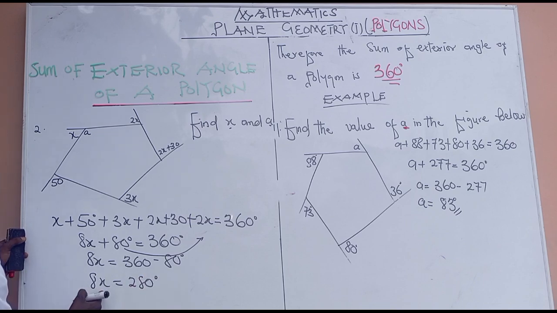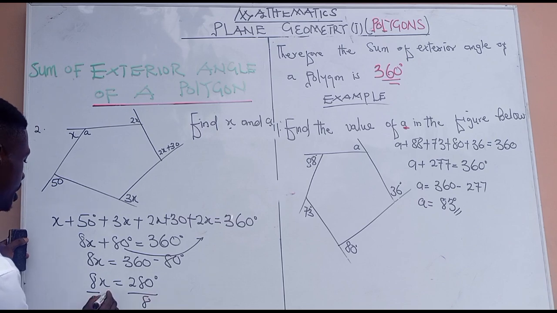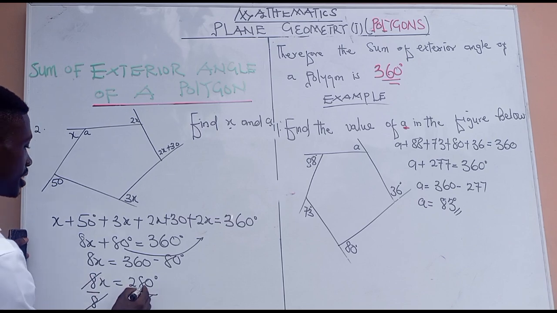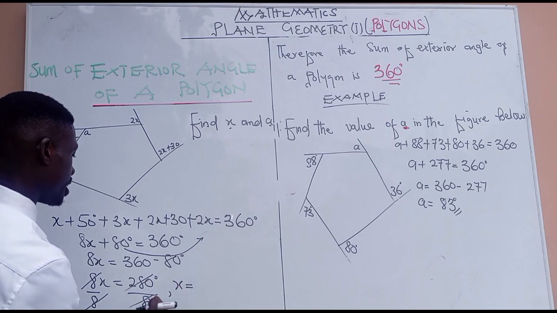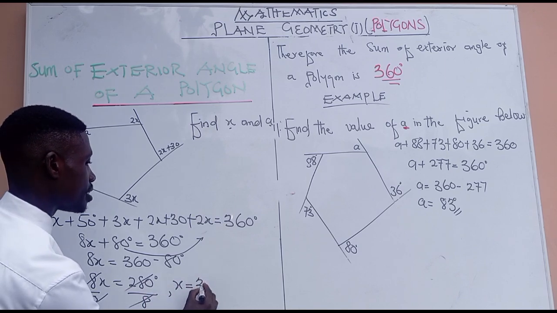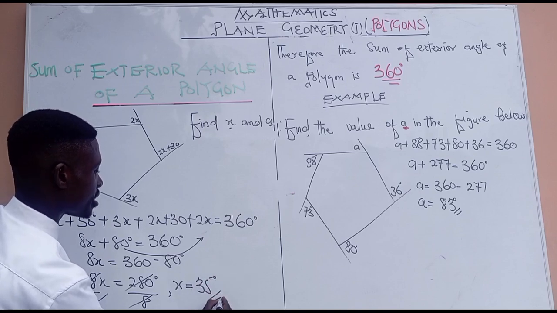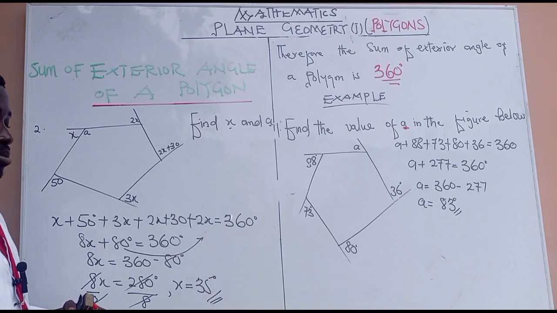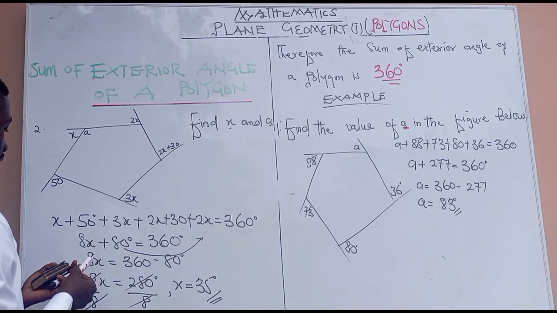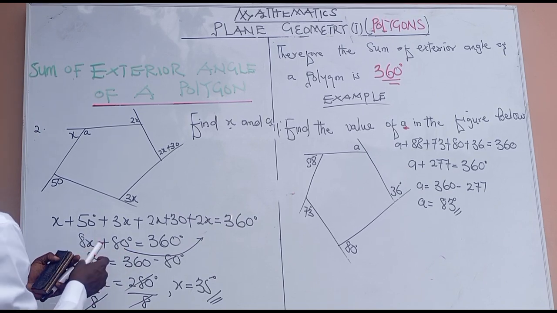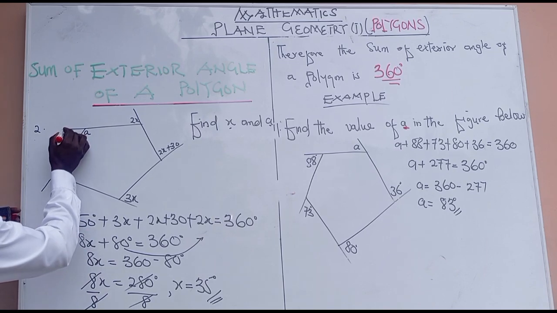Now we are looking for x, not 8x. So we divide both sides by 8. 8 into 280: when you punch your calculator, you are going to get x to be 35 degrees. Very, very simple. Now that we know the value for x, we can find the value for A.